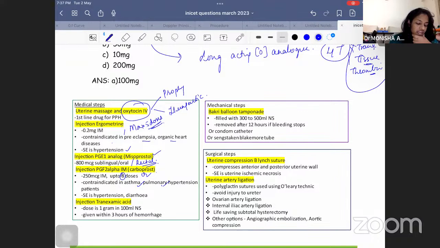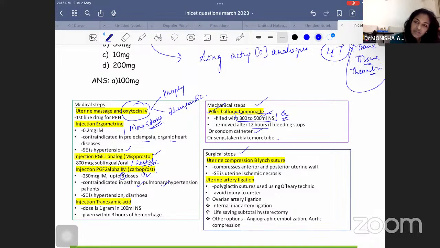What are the mechanical methods you have to know? There are many methods: Bakri balloon, Engelhardt, Blakemore, everything you have to know. What is the capacity? Condom catheter, Blakemore tube, and Bakri balloon, they have asked previously what is its capacity. That's a direct question. It's 300 to 500. To be very apt, the answer will be 500 ml. It can be removed 12 hours after bleeding stops.